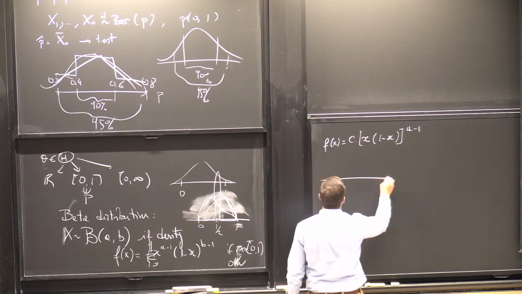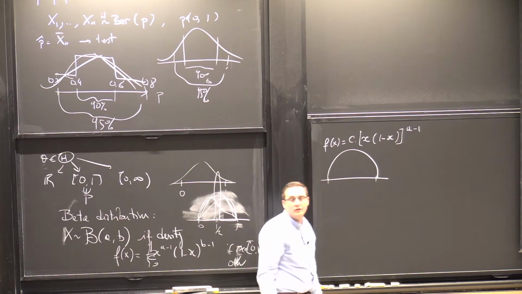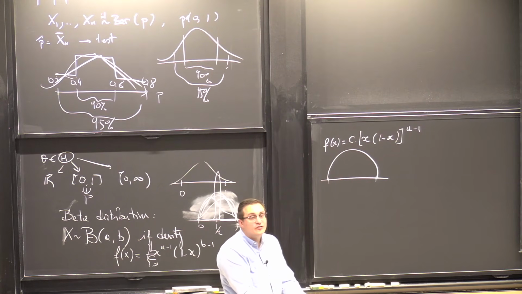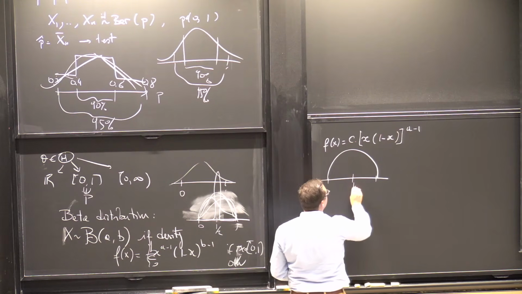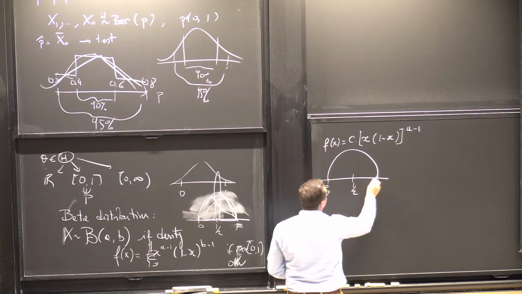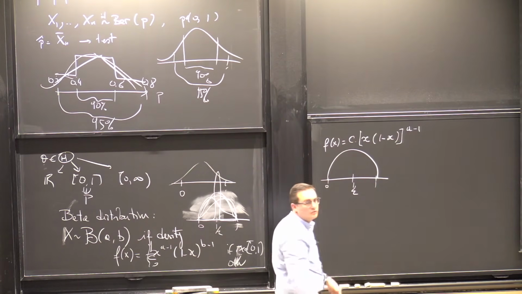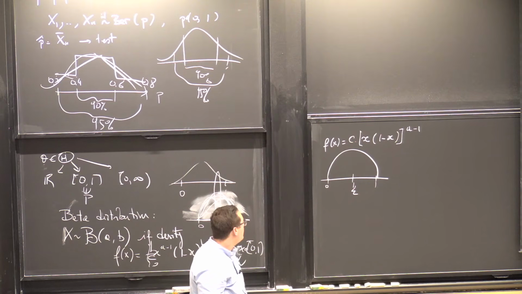And this function, x times 1 minus x, looks like this. We've drawn it before, right? That was something that showed up as the variance of my Bernoulli. So we know it takes its maximum at 1/2. And now I'm just taking the power of this guy, so I'm really just distorting this thing in some fairly symmetric manner. Okay.